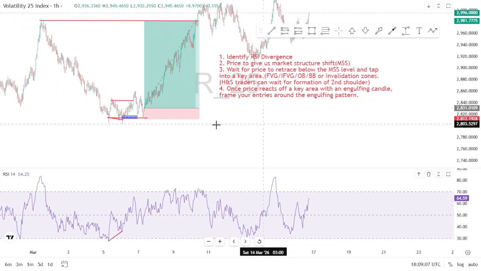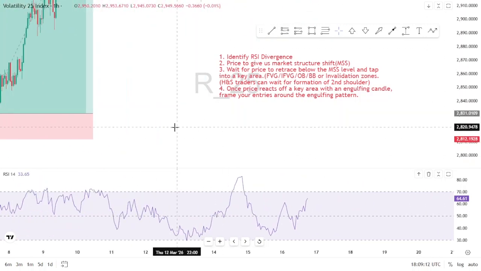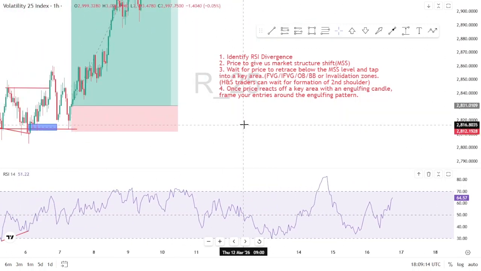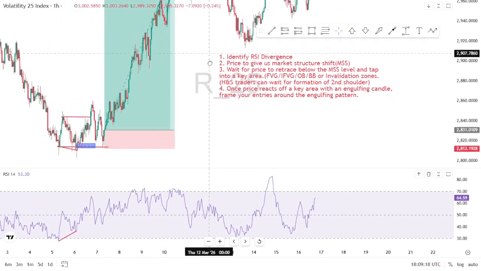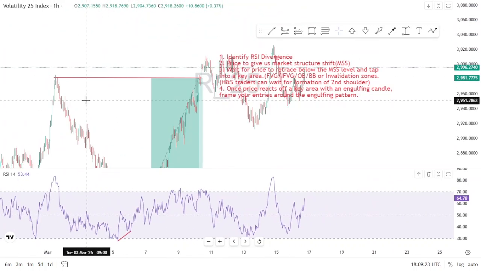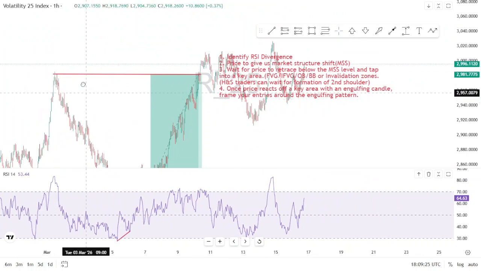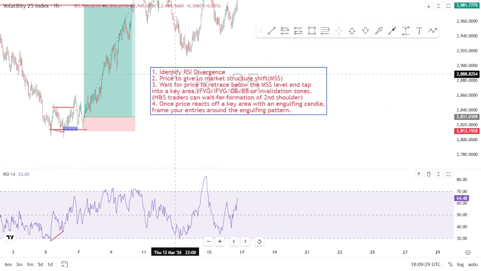So framing the entries is just taking an entry at the close of this engulfing candle, stop loss below the engulfing candle, take profit fixed 4R, 5R, or based on market structure, where you have this formation of highs or higher highs like this. So that is the entire trading setup anyone can use.